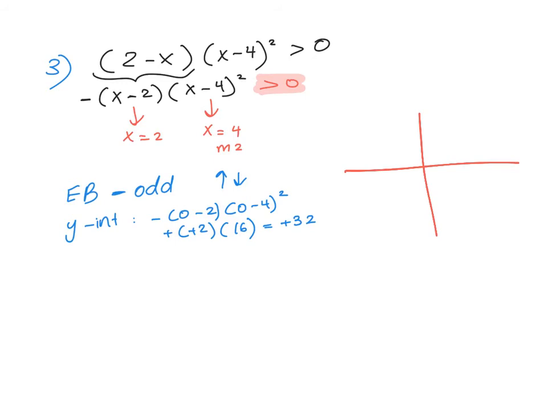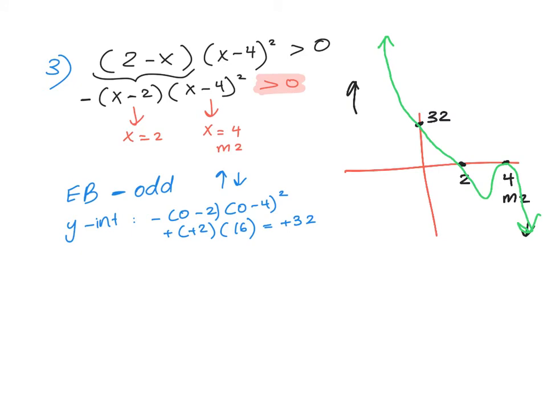So the first one is 2, the second one is 4, with a multiplicity of 2, so I need to remember to bounce. My graph is going to be tangent to the x-axis at 4, and the y-intercept is 32. And this is going to be an up-down function. So I'm going to start up, go through the y-intercept, and through 2, and then bounce at 4. So that would be my sketch.